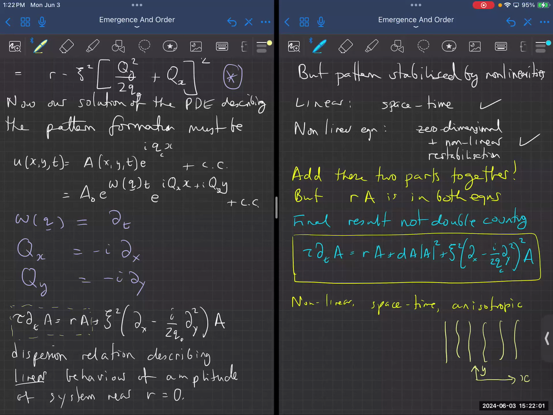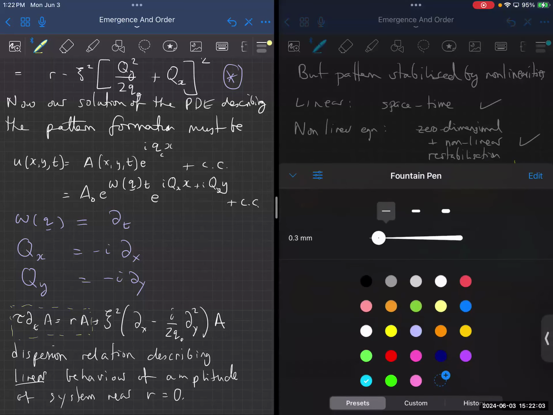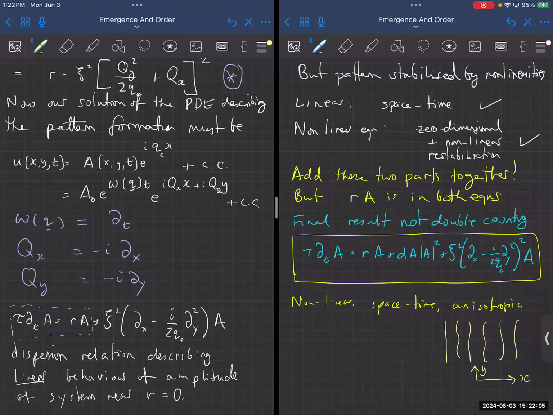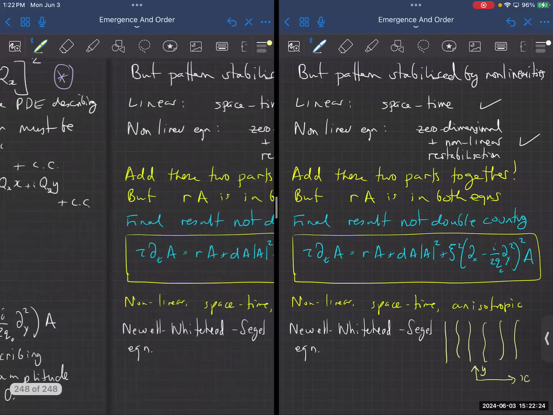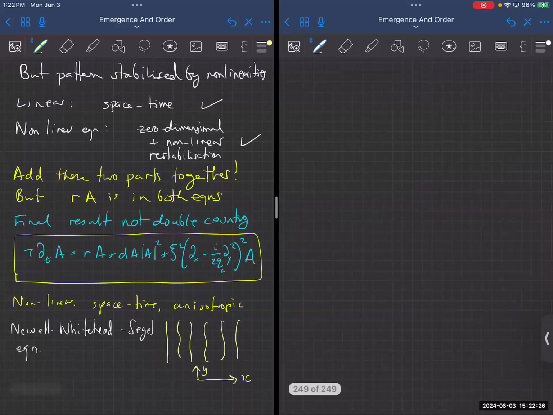So this is this equation, and this equation was first derived by singular perturbation theory and asymptotic methods. This is called the Newell-Whitehead equation. Okay, so now I'm going to tell you a story. Okay, so here's a story.